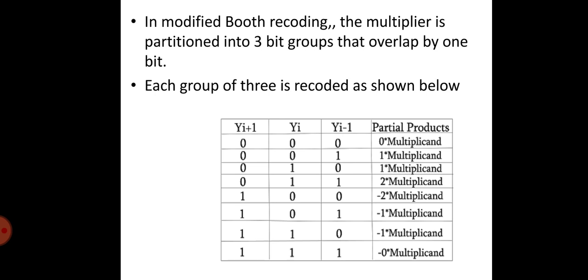So you can see in the table that 0 0 0 is recoded as 0, and 0 0 1 is plus multiplicand, 0 1 0 is also plus multiplicand, 0 1 1 is plus 2 times multiplicand, 1 0 0 is minus 2 times multiplicand, and 1 0 1 is minus multiplicand, 1 1 0 is minus multiplicand, and 1 1 1 is 0 again.